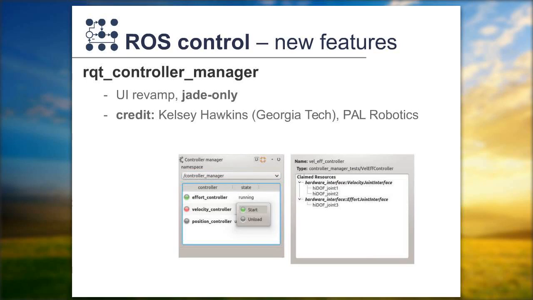So for example, you can have this context menu that allows you to start or stop a controller, load, unload. And then you can have more detailed information about a controller. So if you say, okay, this controller is running, but what type of controller is it, or what kind of resources it's claiming? We're deploying this also in Jade, because as you can see on the right, it now supports controllers with claiming from multiple hardware interfaces.